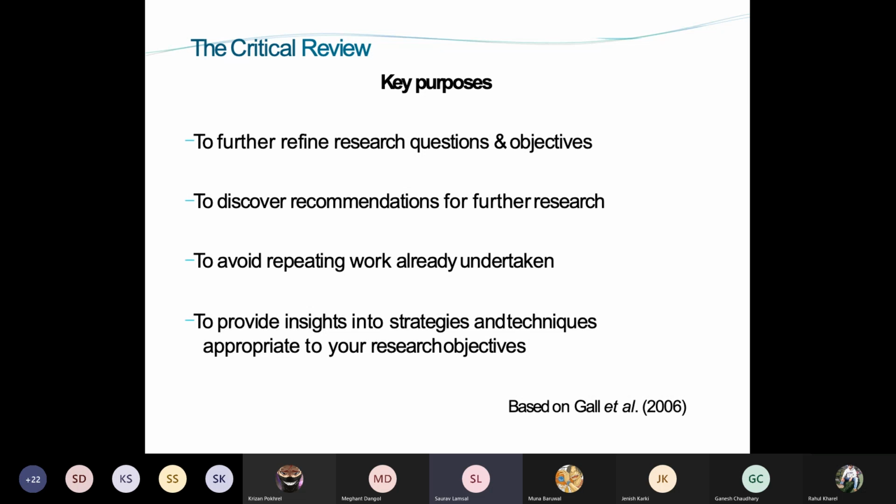We cannot say something that has been explored previously as our own work. So for that also we can review the literature. We should critically review the literature to provide insight into the strategy and technique appropriate to your research objective. Certain methods, strategies and techniques can be applicable for your research, and you can get certain ideas from that previous research.